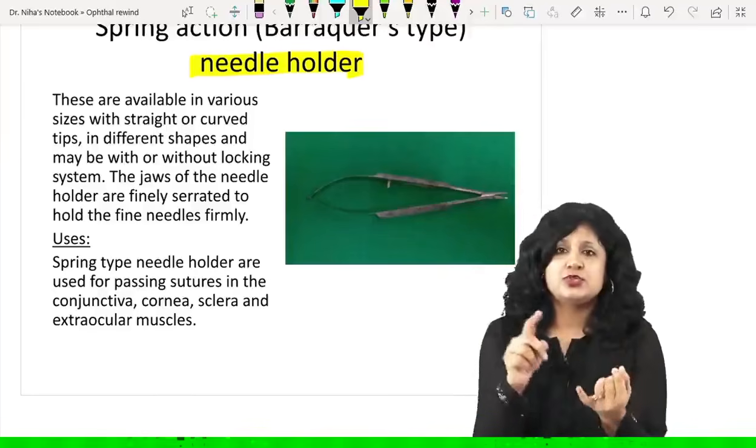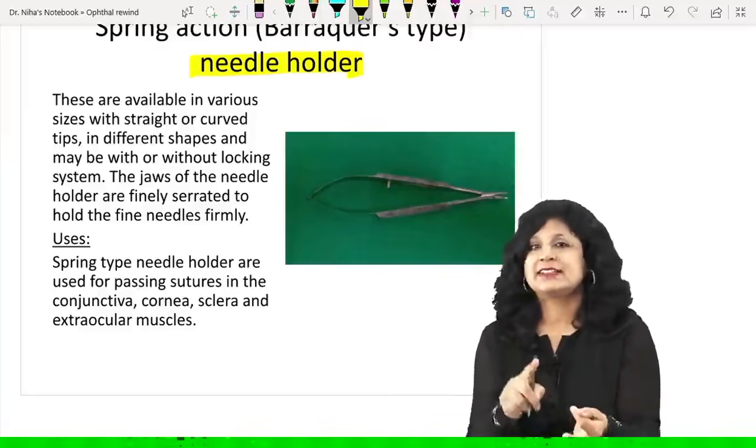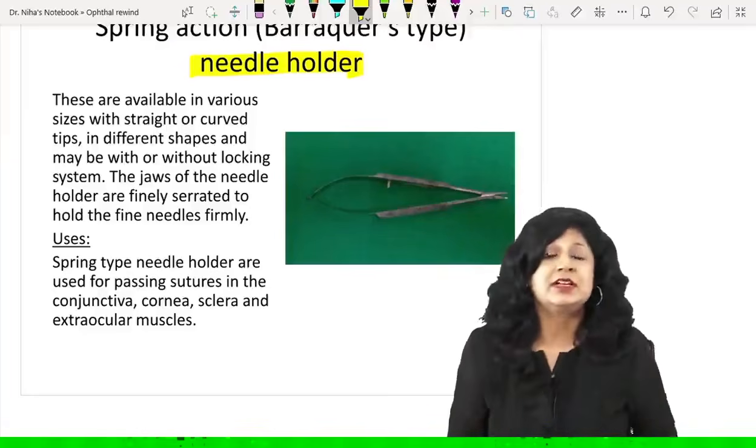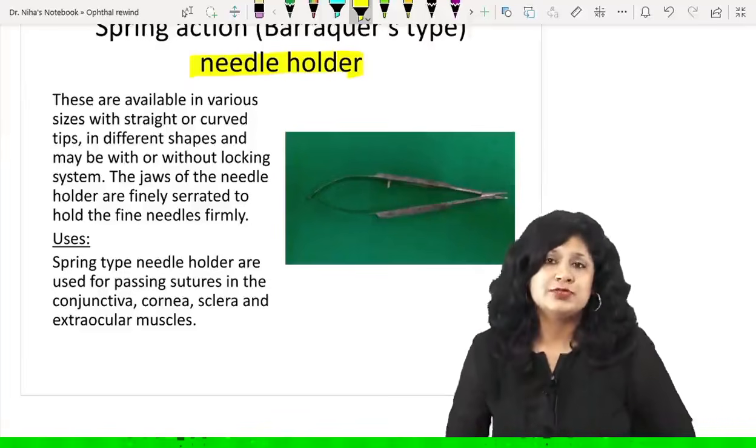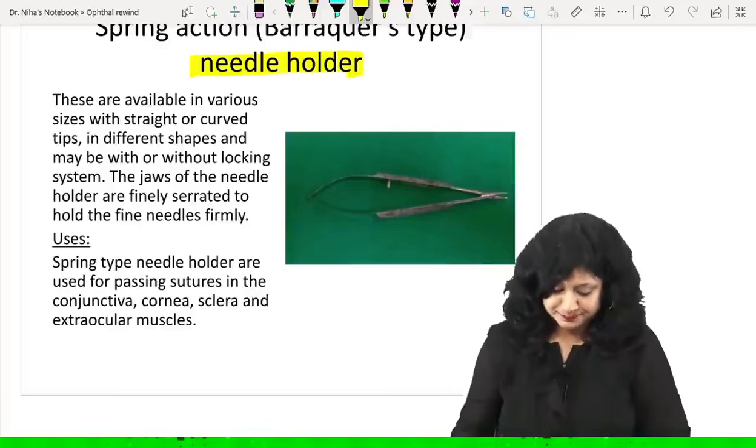You are doing the suturing on conjunctiva, cornea, sclera, extraocular muscles while doing the squint surgeries. So this option you can also use the spring action needle holder.